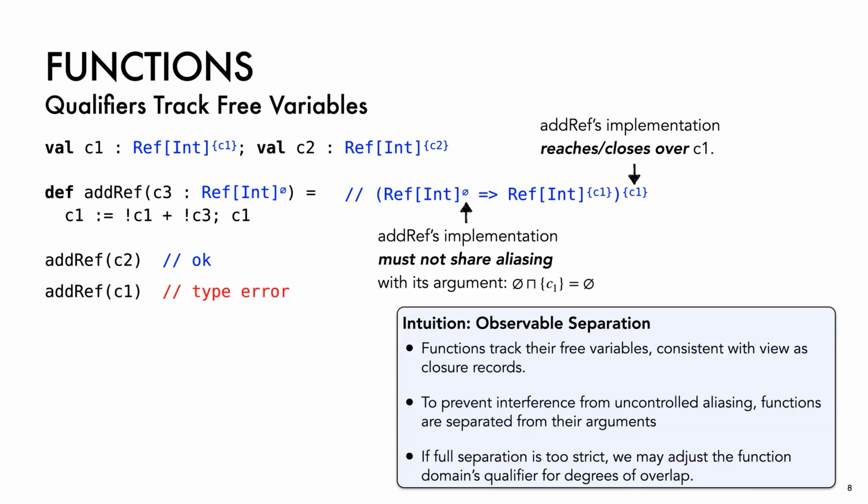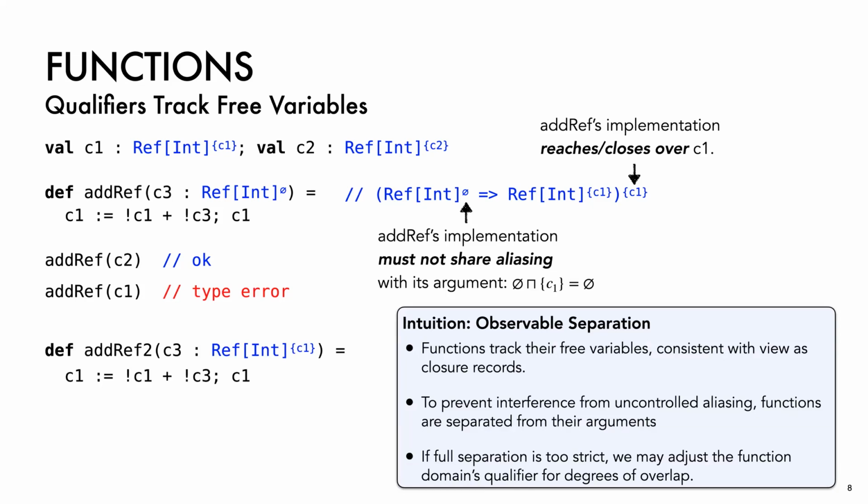And this is a useful way to control separation and prohibit unwanted aliasing in higher order functions, which is kind of essential for programming the functions. But if this full separation requirement is too strict, then we can relax this a little bit and allow some degrees of overlap by changing the annotation in the function domain.